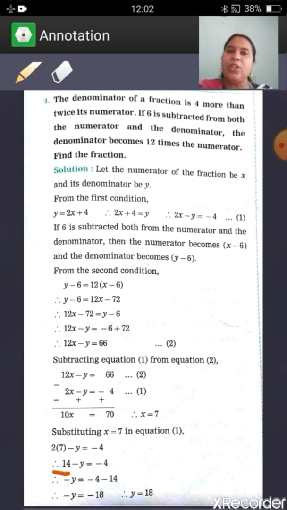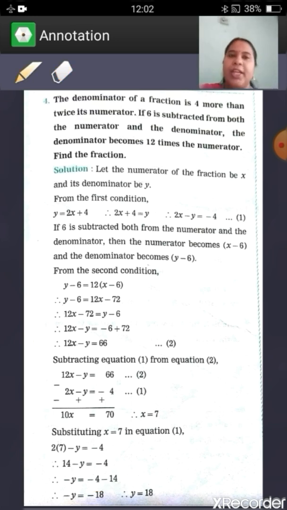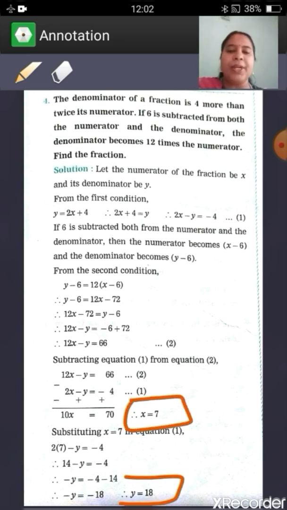Shift this 14 on the right hand side, it will become minus 14. So minus 4 minus 14, that is nothing but minus 18. As both the sides are having minus sign, it will get cancelled. So y is equal to 18. Have we reached the final answer? The only thing that is left is to write the fraction. We were not asked to find numerator and denominator separately. We were asked to find out the fraction.